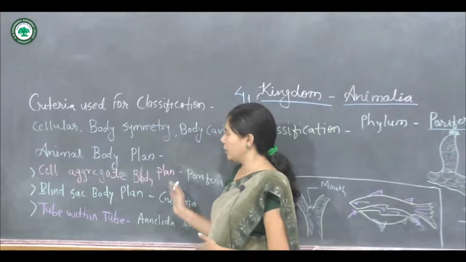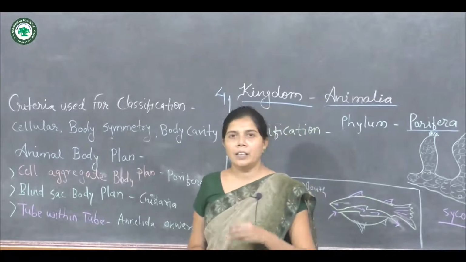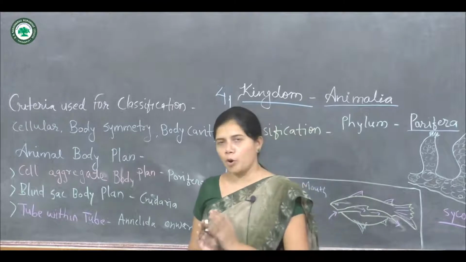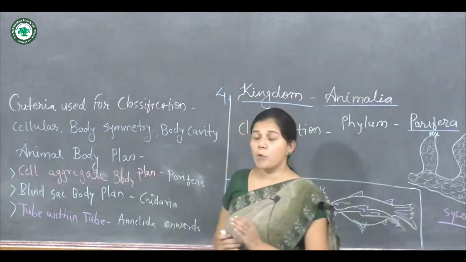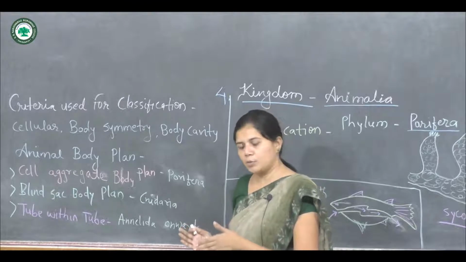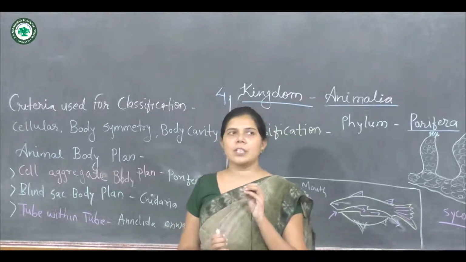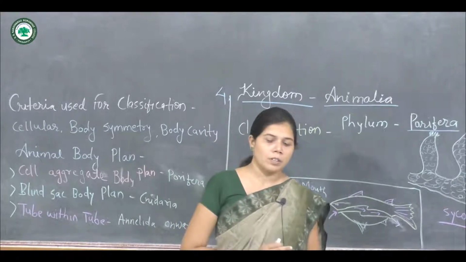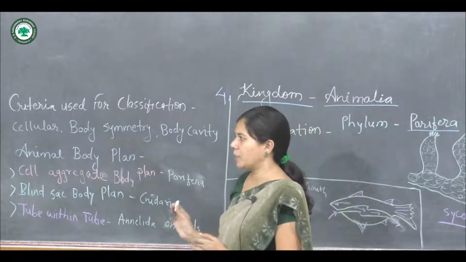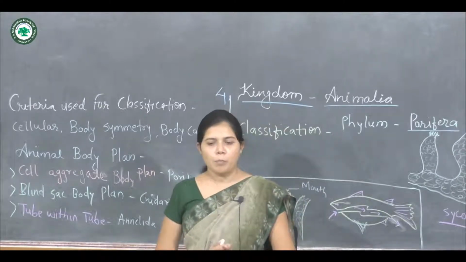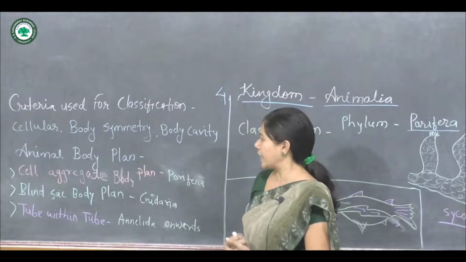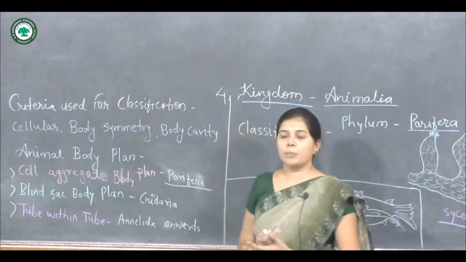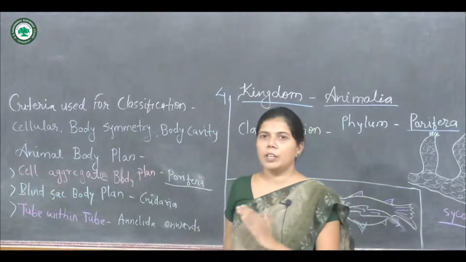In the first type, the cell aggregate body plan, the body does not form a tissue or organ. There is just minimal division of labor among the cells, which means only minimum differentiation in the body. This cell aggregate body plan is found in the phylum Porifera.